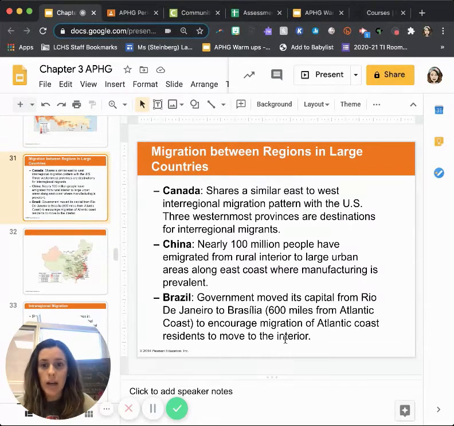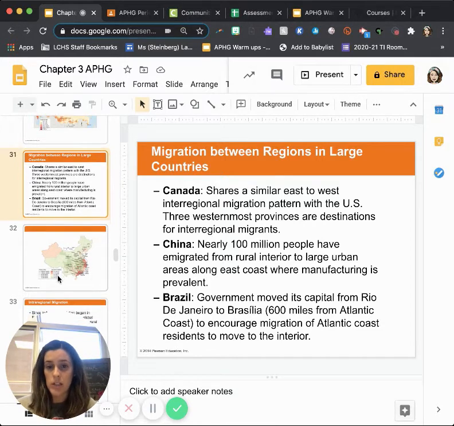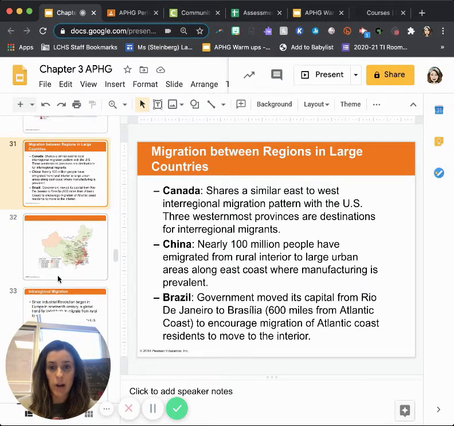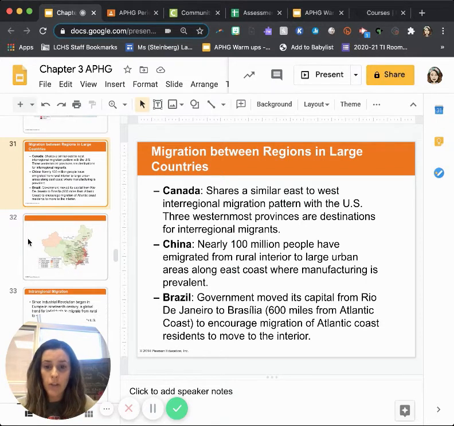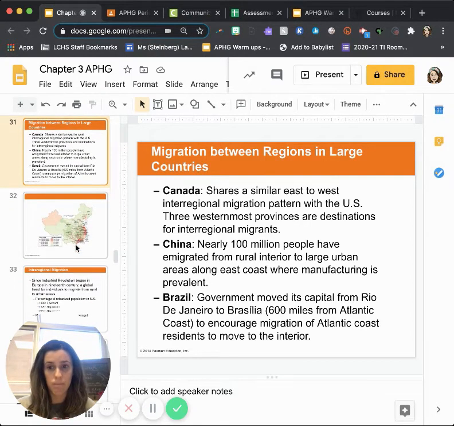And then in China, nearly 100 million people have emigrated from the rural interior of China to large urban areas along the East Coast where manufacturing is prevalent. I'll show you a map on the next slide, but the vast majority of China's population is clustered on the East Coast. And then in Brazil, the government moved its capital from Rio de Janeiro to Brasilia to encourage migration of Atlantic coast residents to move into the interior of the country.